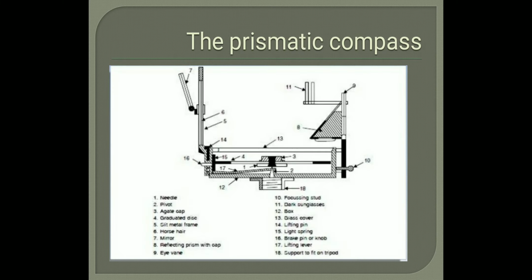Let us see the parts of the prismatic compass. We have the needle, pivot, cap, graduated disc for recording bearings, a slit metal frame, a horsehair, a mirror for locating and recording the reading, reflecting prism, eye vane, focusing stud, dark sunglasses, box, glass cover, lifting pin, lifting spring, a brake pin, lifting lever, and support to fit the tripod. So these are all the parts of the prismatic compass. It is very important.